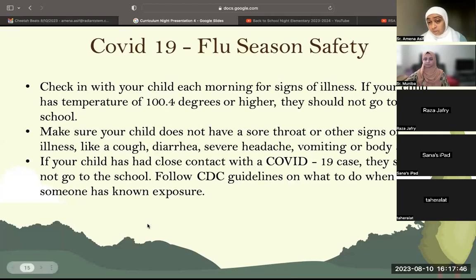And fever is not the only thing. It could be headache, vomiting, diarrhea, or a persistent cough. You can make other kids sick because you just want to send your child to school. So please be mindful of that. Other kids may get even more severely sick than your own kid. So we want to make sure that this does not spread at school.